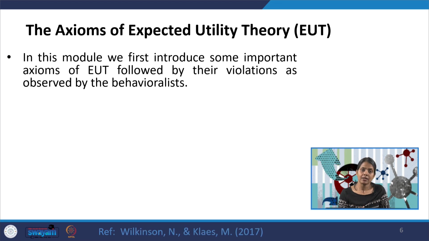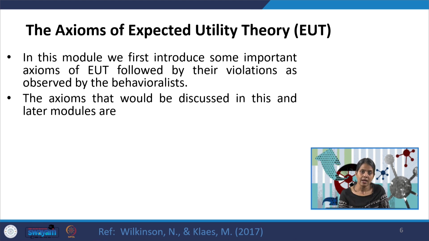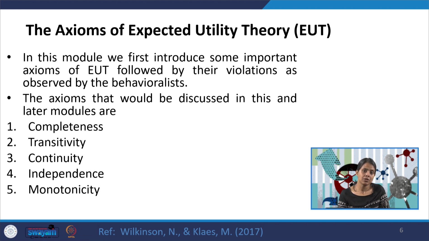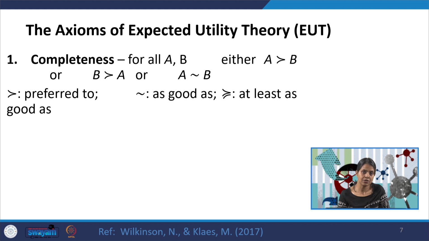In general, if a person is willing to take a reduced expected value to obtain certainty, we call the person risk averse. Next, we start with the axioms of expected utility theory. In this module, we will first introduce some important axioms of EUT followed by their violations as observed by the behavioralists. The axioms that would be discussed in this and later modules are completeness, transitivity, continuity, independence, monotonicity and substitution axioms. So, we begin with completeness. Some of them are already very briefly discussed in previous modules, but now we are going to deal with each one of them in detail.